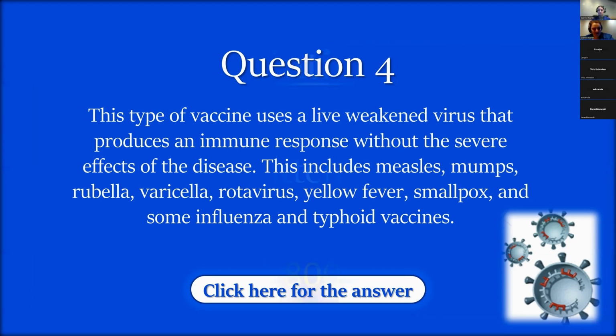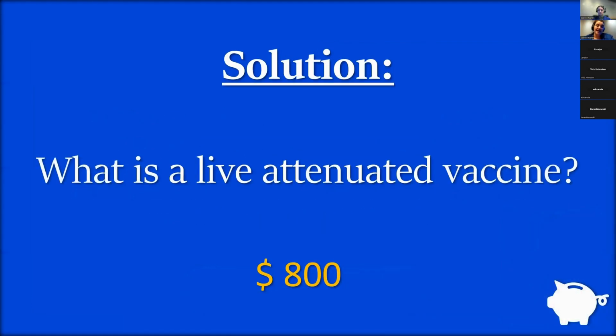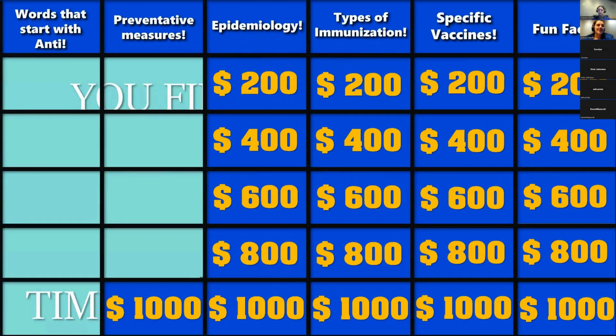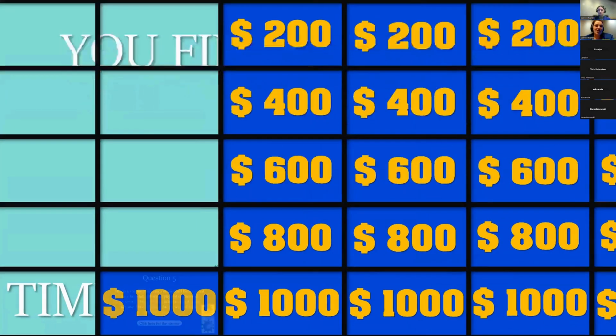If you answered what is a live attenuated vaccine, you just said attenuated, that's great as well. You can give yourselves $800 for that question. Good job. And the last question in this category is the preventative measures question.